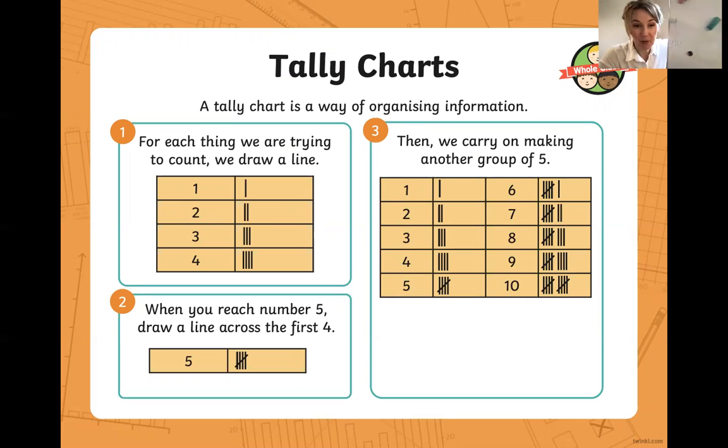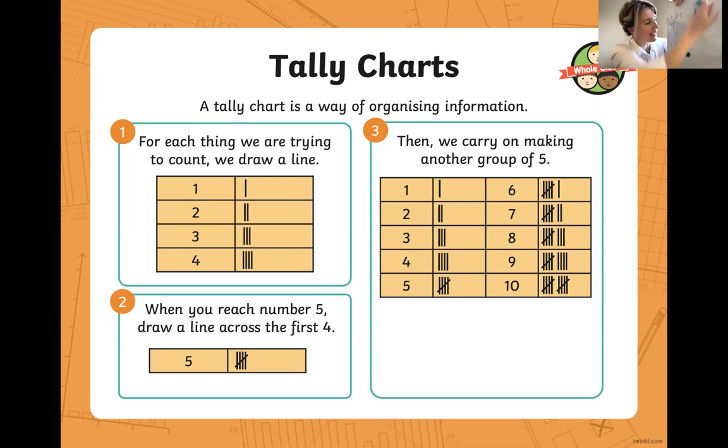As you can see from the PowerPoint I've got ready, if you get to 5, say we're looking at black cars, and I get 1, 2, 3, 4, 5 black cars, that 5 black cars would have to be drawn as a gate, with four lines going down and then one going across. So every time you get to 5, you need to make it look like a gate.